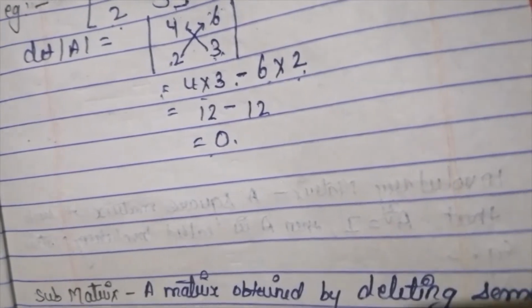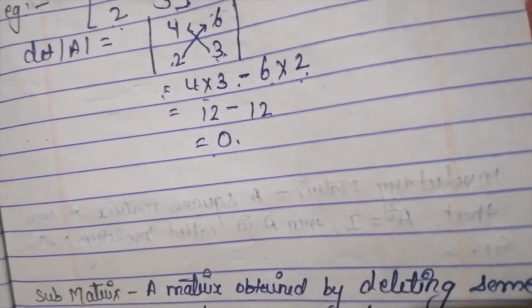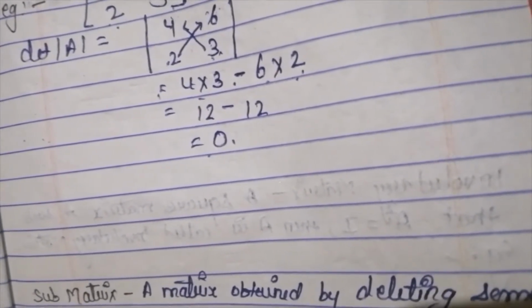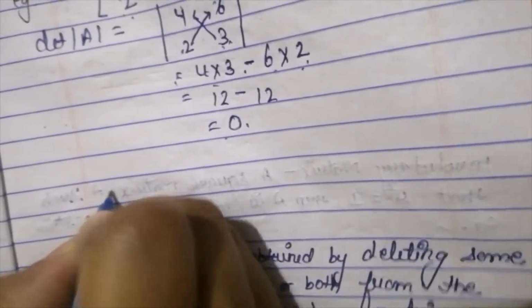On the other hand, non-singular matrices are those matrices whose determinants are not equal to 0.